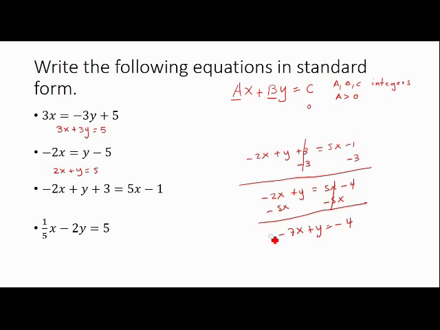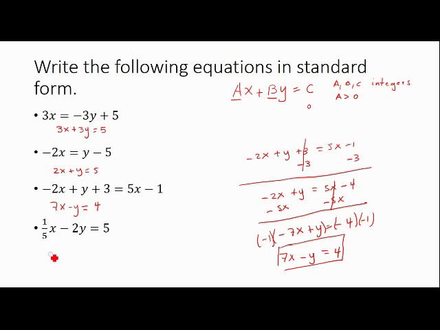Again, we have a negative here, so we need to multiply both sides by negative 1, and you get 7x minus y is equal to 4, and that's our answer for this one. So 7x minus y is equal to 4.